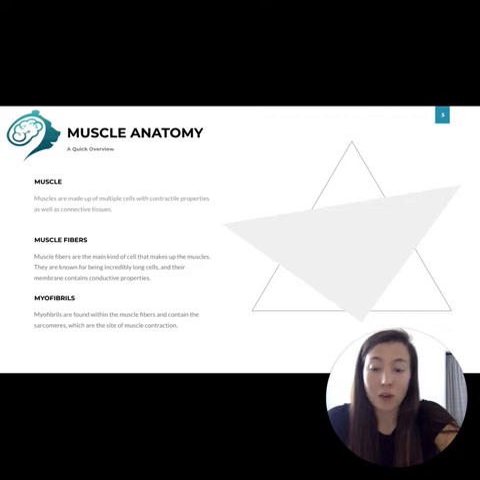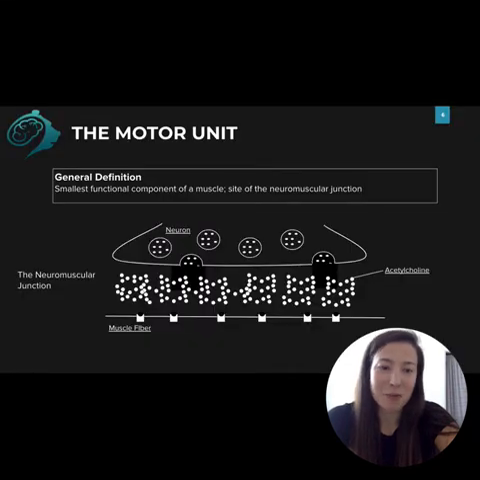I don't need you to know the specifics of how sarcomeres work, but I want you to be familiar with the terminology, and if you're interested, look up sliding filament theory. It is some fun stuff about muscle contraction. But back to motor units.